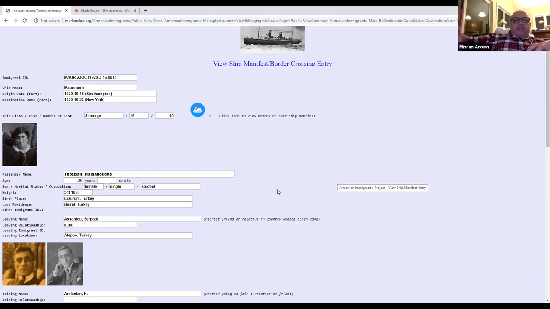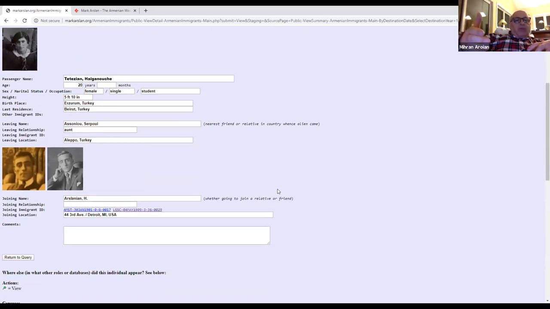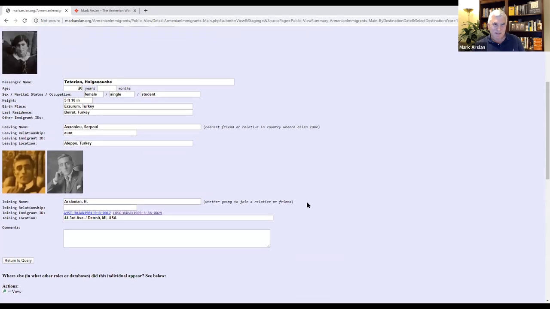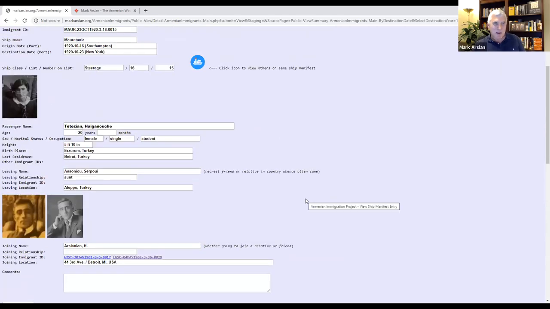Well, hold on. This data can't be correct. There's no Armenian woman that's 5'10" tall. That's one of the things, is the heights on these, especially on the ship manifest, I find that they're incorrect many times.